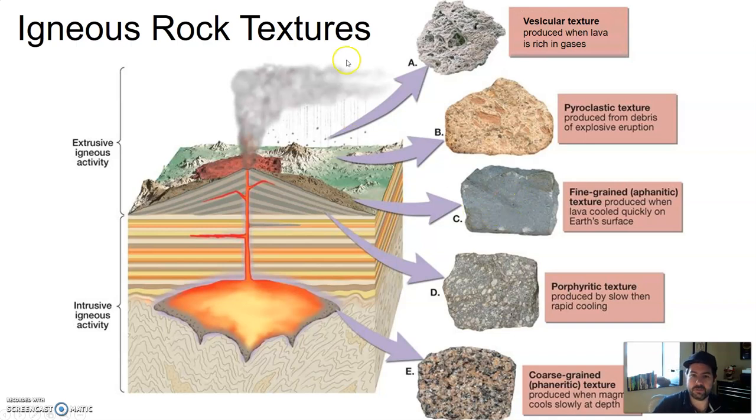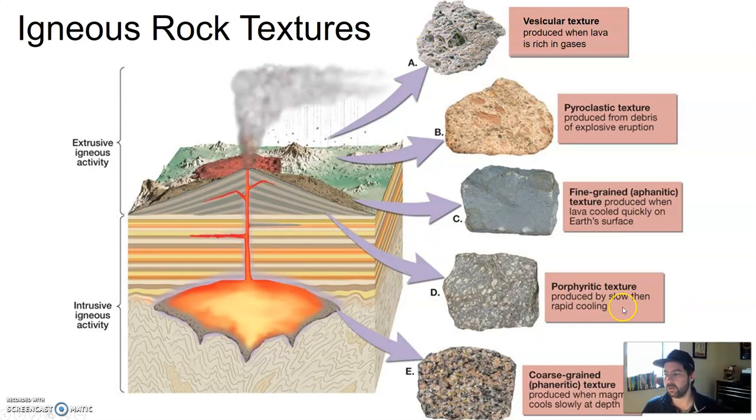And then I'm actually going to jump to A up here. So vesicular texture, that's again when lava is rich in gases. So when something's blown out or cools in the atmosphere, it traps gas in it as it cools, forming these little air pockets, vesicular. So these all indicate igneous rocks.